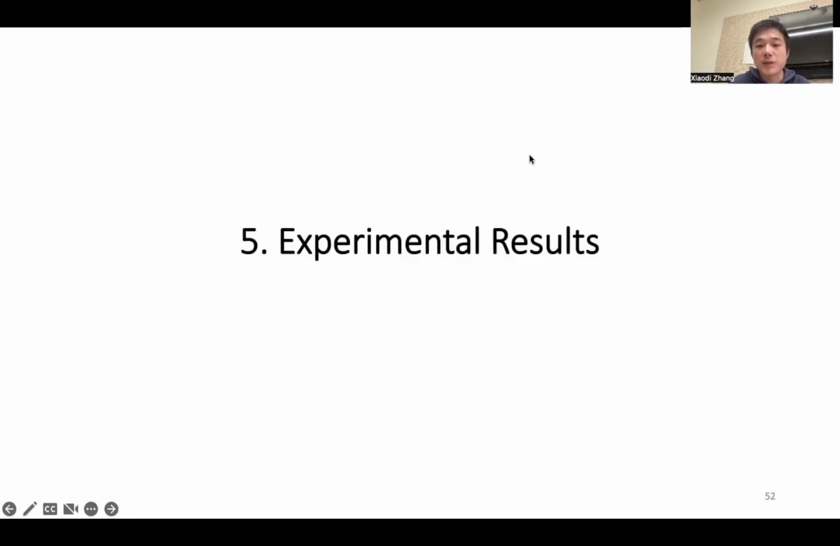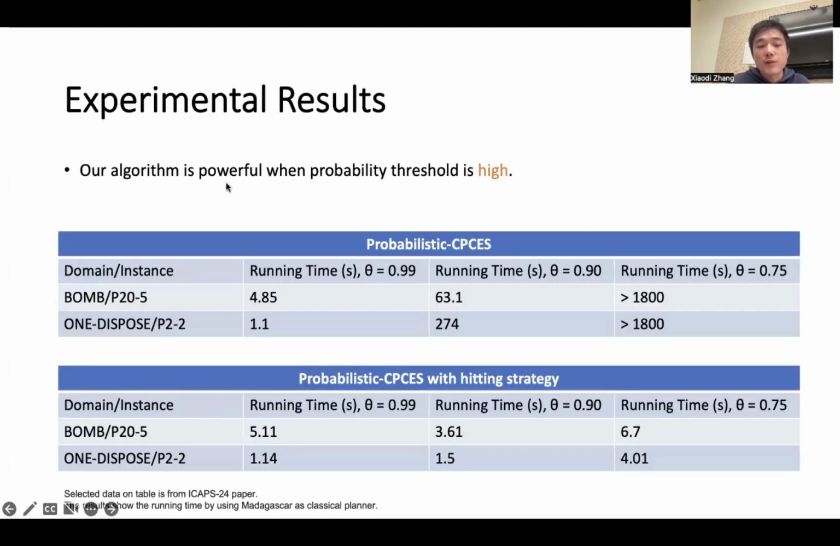Okay, let's see our experimental results. Our algorithm is powerful when the probability threshold is high. So you can see in the first table, the bound with the probability threshold 0.99 takes 4.85 seconds. But when the probability threshold is 0.75, it times out. The reason is that when the probability threshold is low, in each round we have to find many counter tags. So our disjunctive goal is very long, and it's hard for classical planners to find a plan with such long disjunctive goals, right?